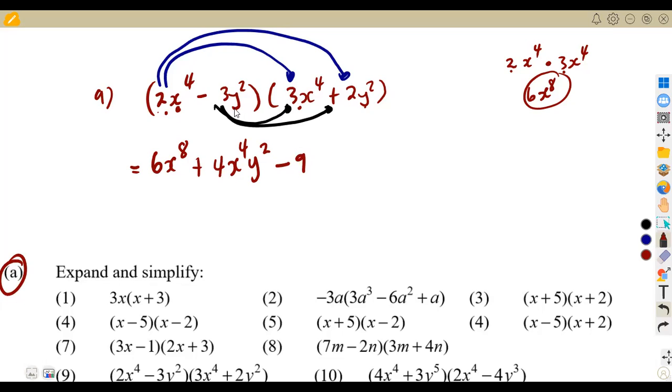But take note, here there is y squared and here there is x to the exponent of 4, and this is y to the exponent of 2. So these ones cannot be multiplied together. We cannot add an exponent, just like what we had in the previous case of 2x to the exponent of 4 and 2y to the exponent of 2. It is the same situation that we have.